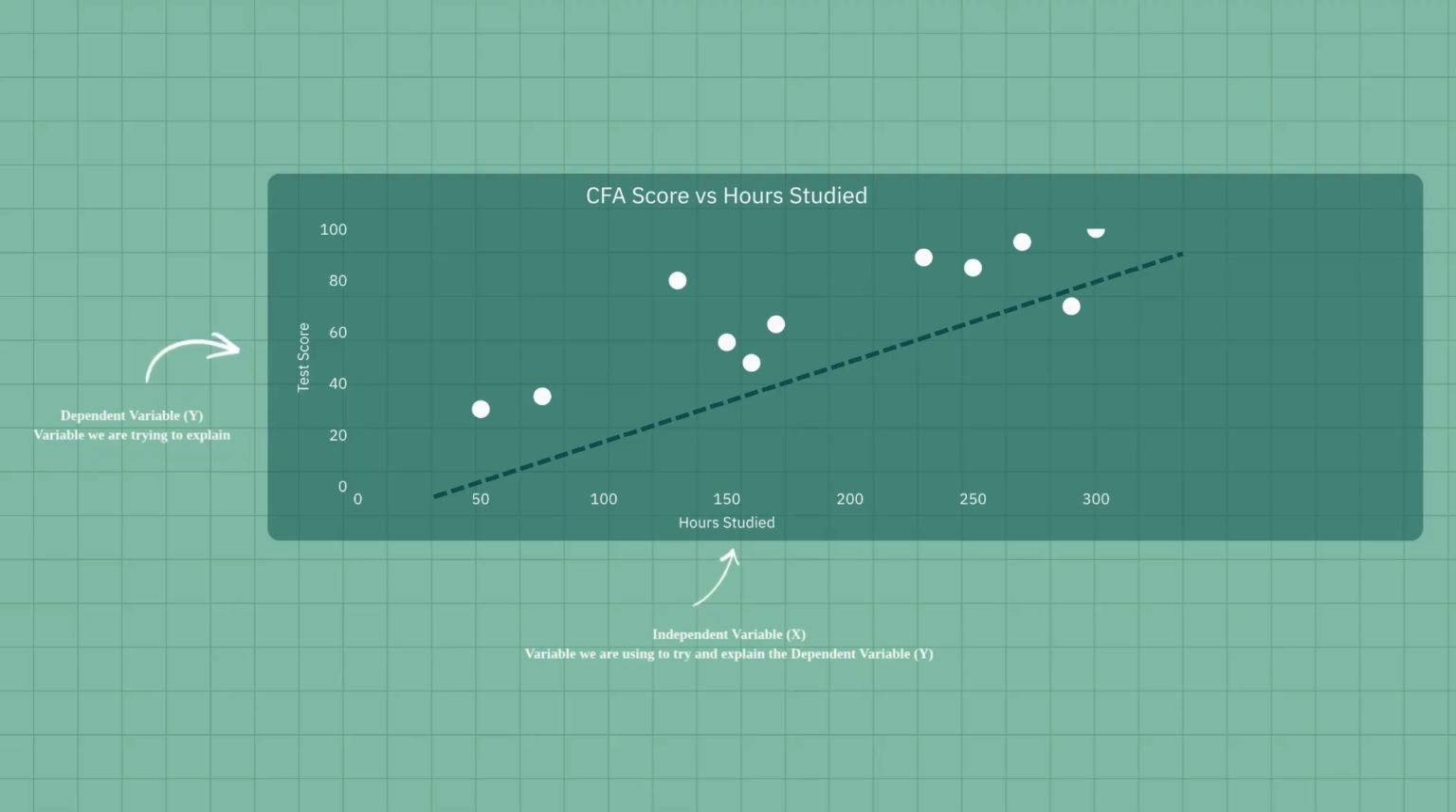When the relationship is linear and we have just one independent variable, we use what's called a simple linear regression. The model is written as y equals beta 0 plus beta 1 times x plus error term. Here, beta 0 is the intercept, beta 1 is the slope coefficient, and epsilon is the error term, capturing the part of y the model doesn't explain. Before we estimate this line, we need to understand the assumptions that make the model valid.